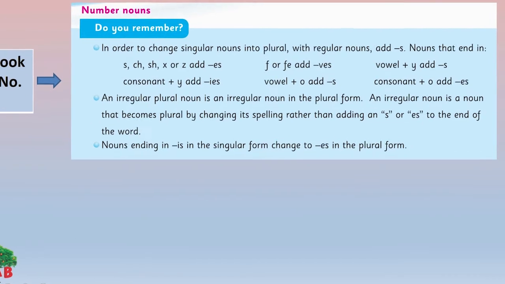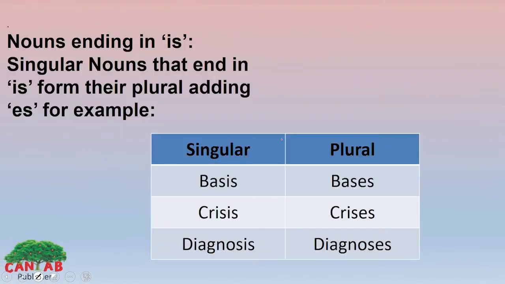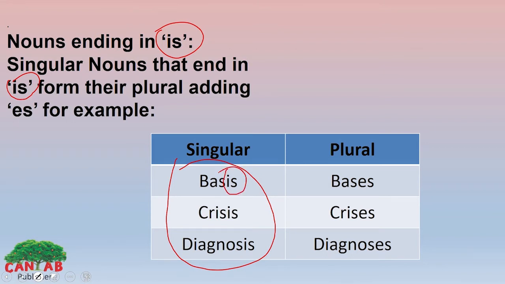Yes. Now look at the nouns ending in is in the singular form, changed to es in the plural form. Look at some examples. Nouns ending in is: singular nouns that end in is form their plural by adding es. For example, these are the singular forms. Oasis: it is ending with is, so we have added es in its plural form to make it plural. Crisis, crises. Diagnosis, diagnoses.